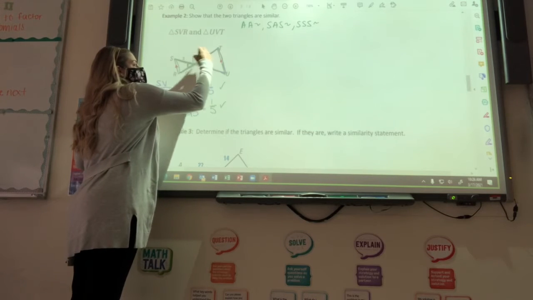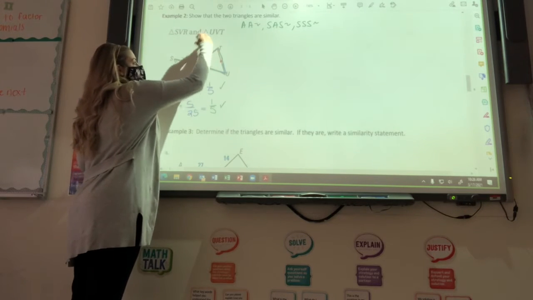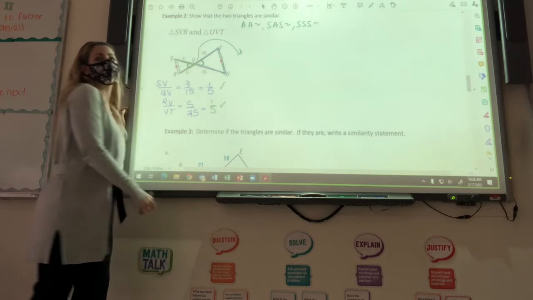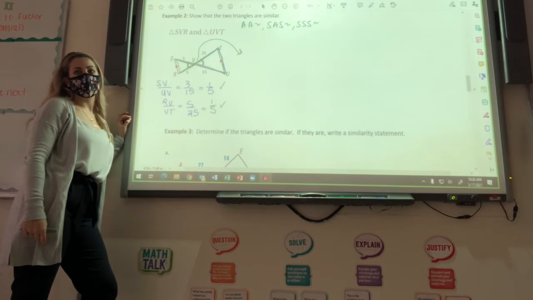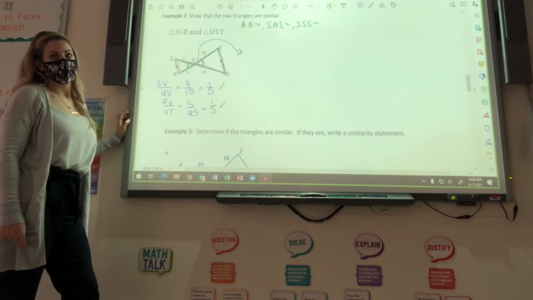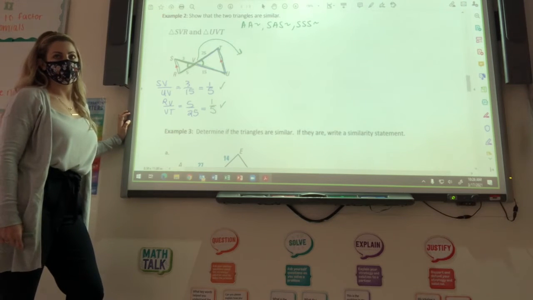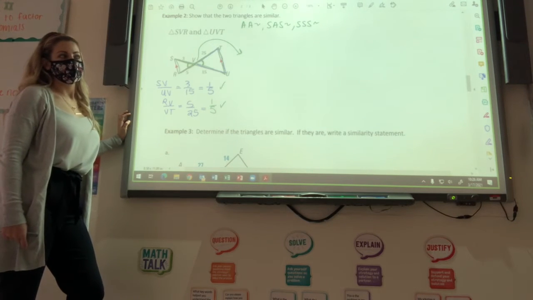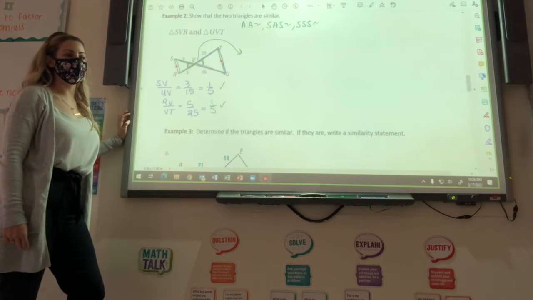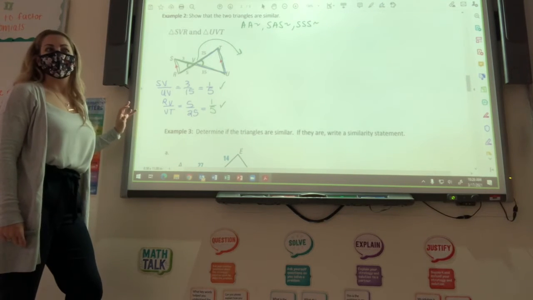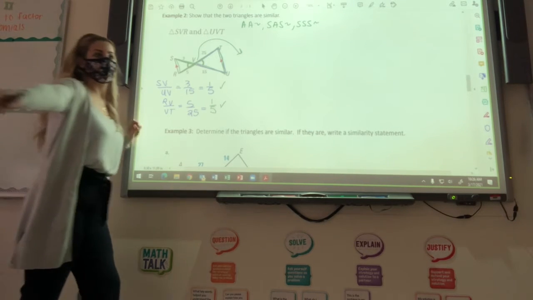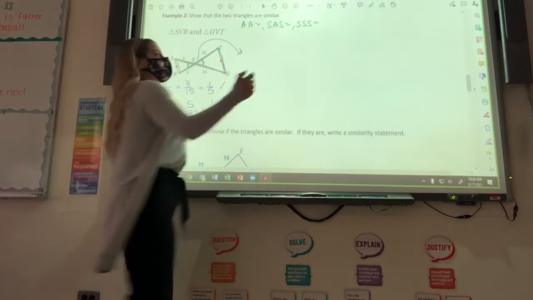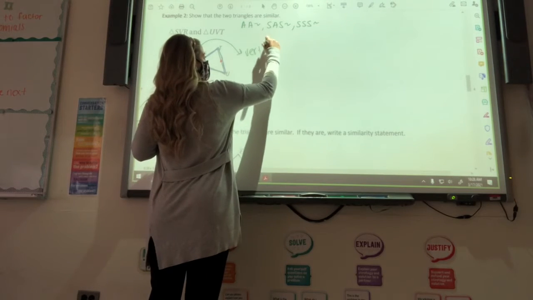I'll give anyone one extra credit point if they could tell me what these angles are called. Congruent. They are congruent, but like what's the name? Adjacent. Nope. Kind of. Gia, do you remember? You think you got it? Linear. No. It is vertical. Nice job. Vertical angles.